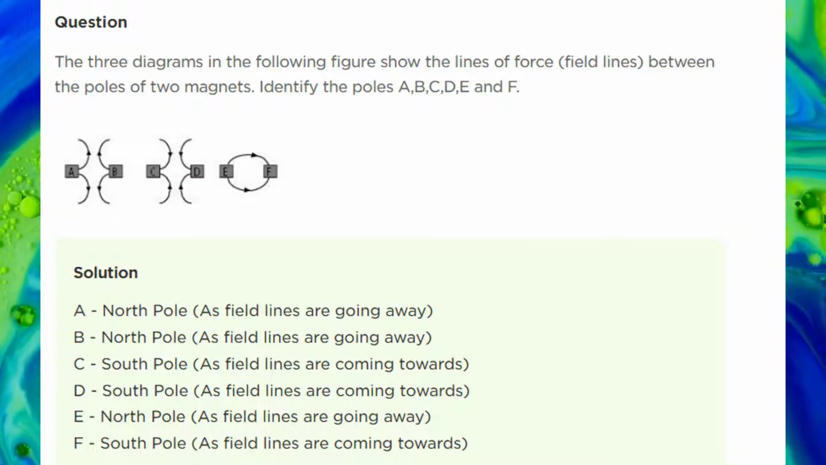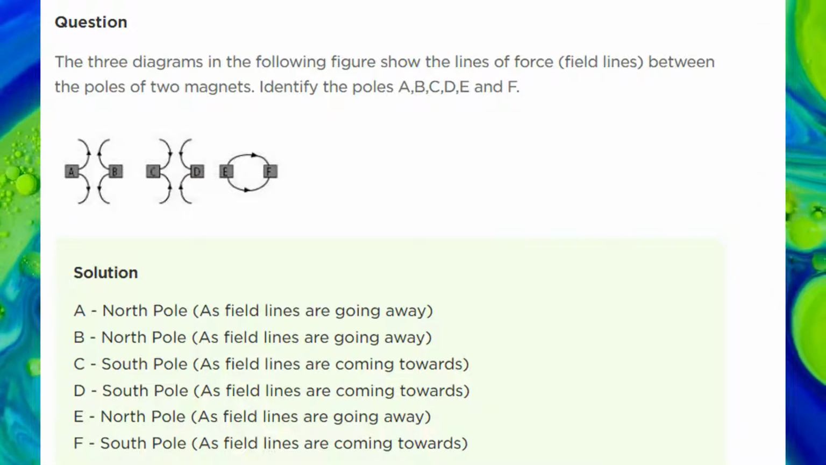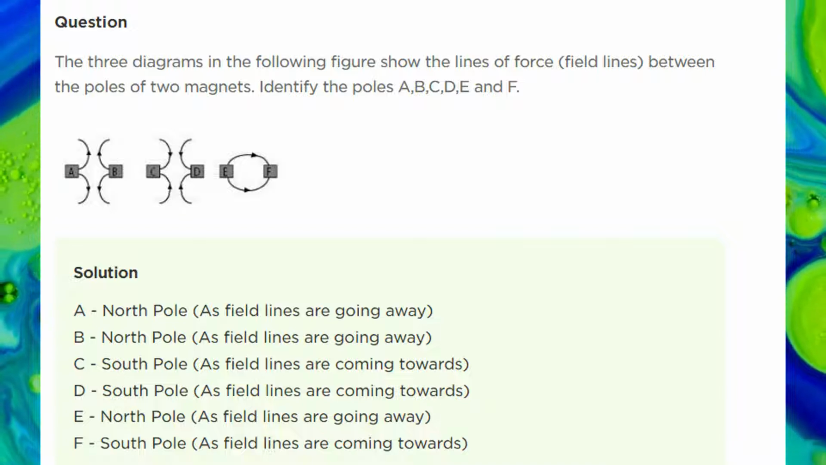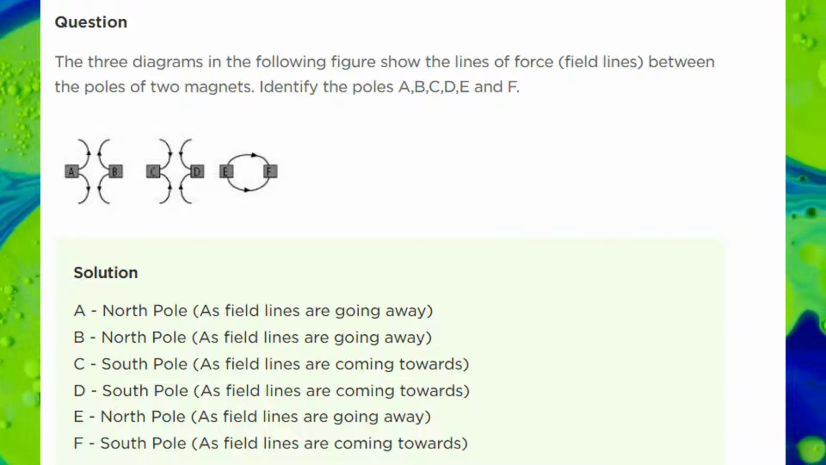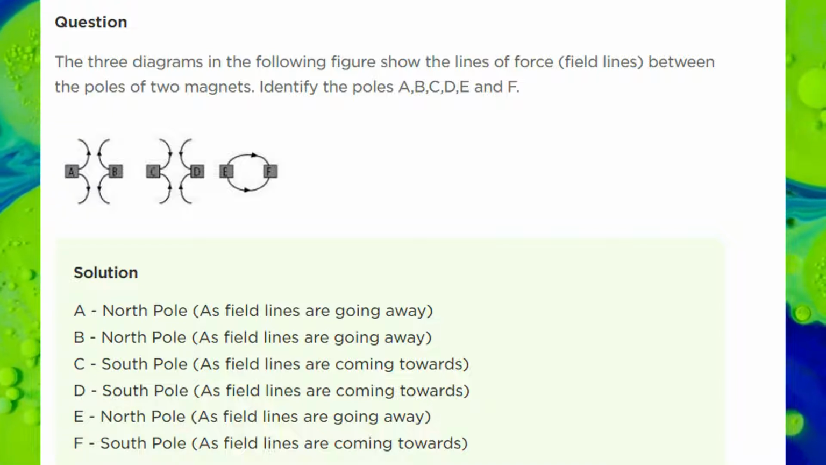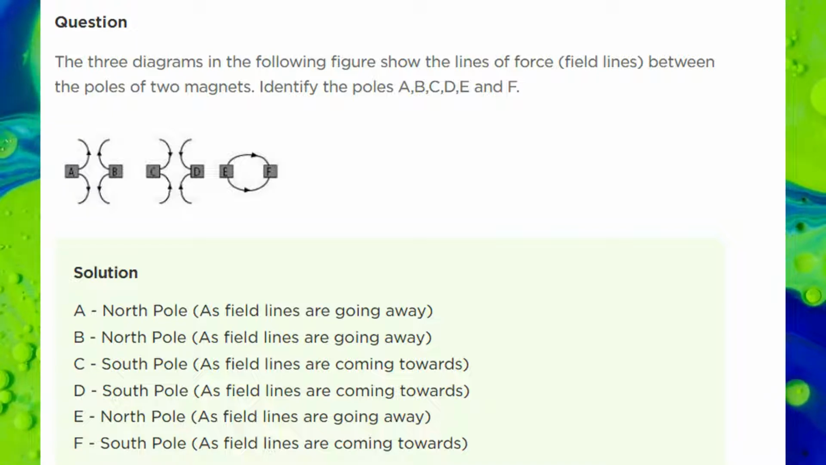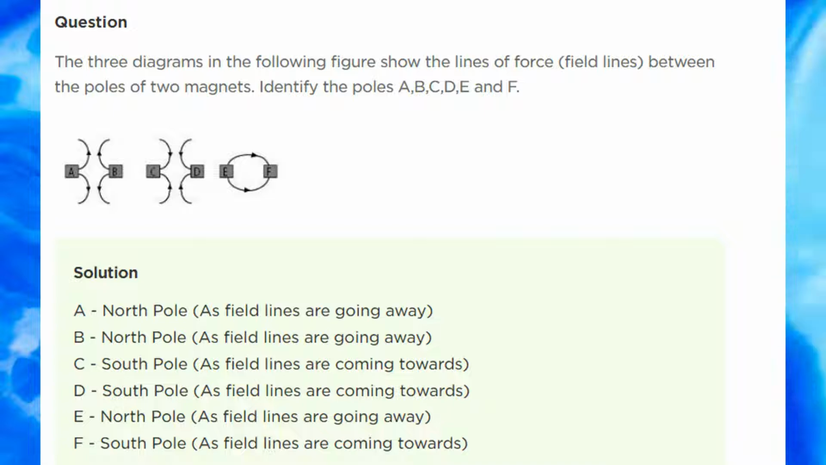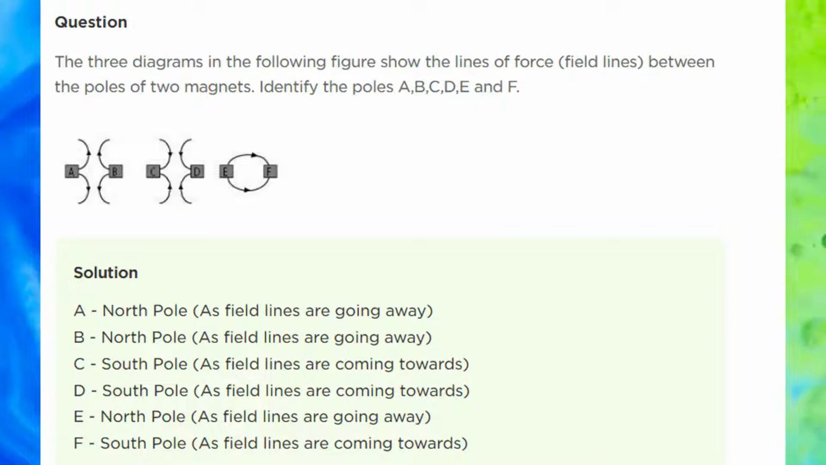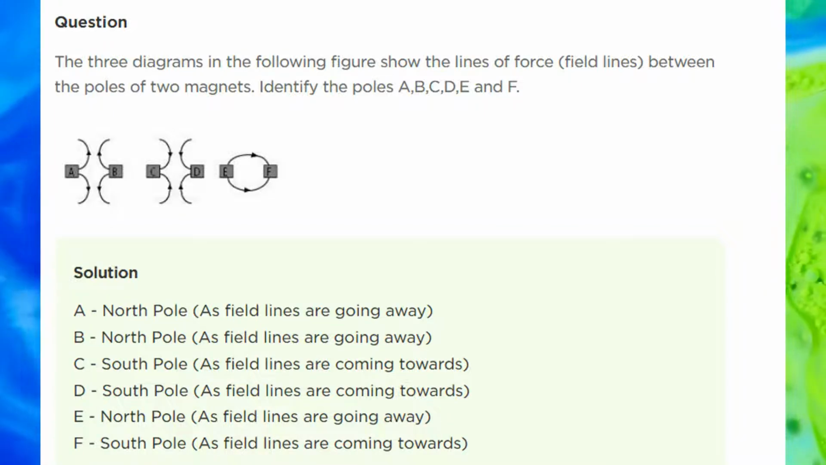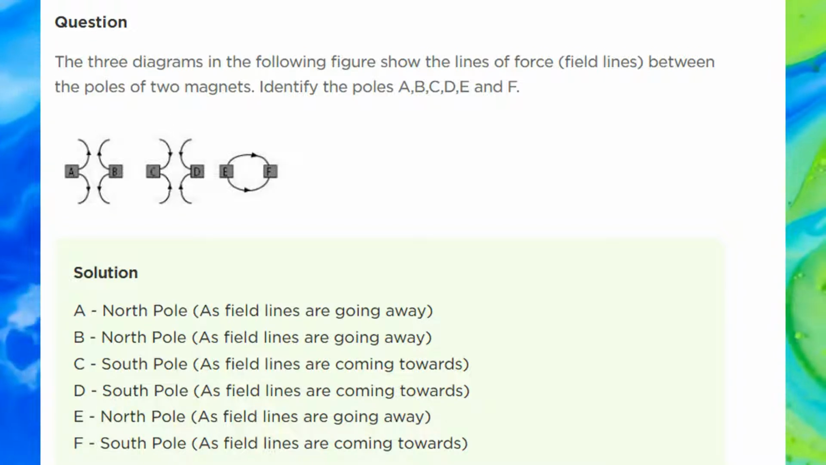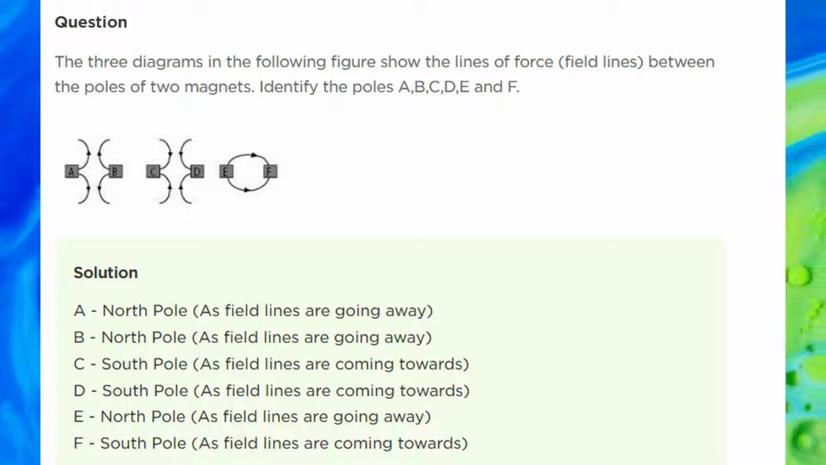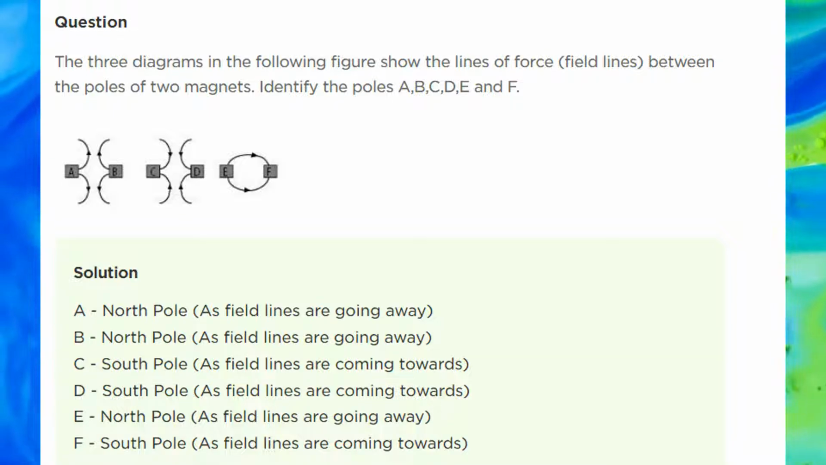Question: the 3 diagrams in the following figure show the lines of force, field lines, between the poles of 2 magnets. Identify the poles A, B, C, D, E and F. Solution: A. North pole, as field lines are going away. B. North pole, as field lines are going away. C. South pole, as field lines are coming towards. D. South pole, as field lines are coming towards.